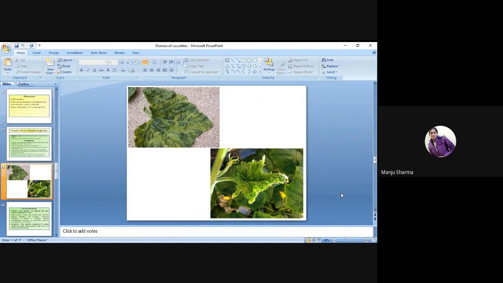The size of the leaf is short, the leaf is wrinkled, and the color of the leaves is also changed.